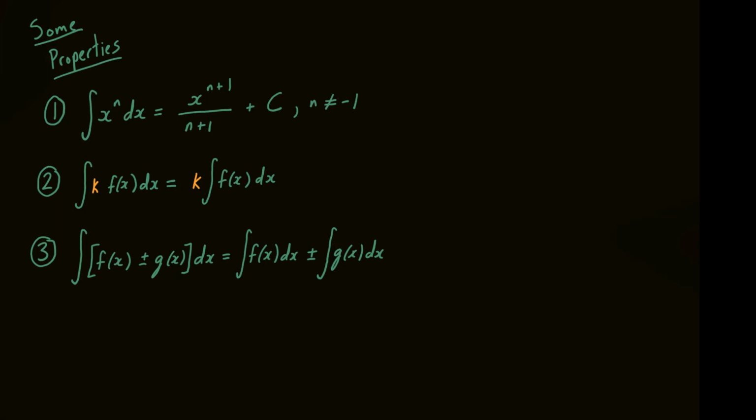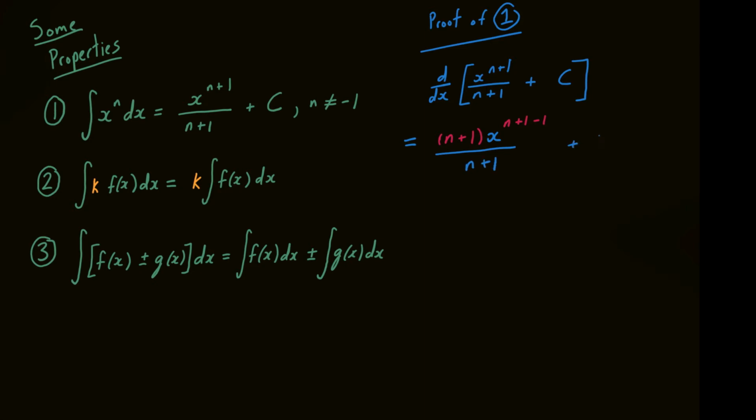Next, as for why these rules are true, let's prove number 1, the power rule. For this, all we have to do is take the derivative of the right side and verify that it equals x to the n, the function inside the integral. For the derivative power rule, all I have to do is bring down the exponent and subtract 1. So n plus 1 minus 1, that's for my x term. And of course, the derivative of a constant c is just 0. So the n plus 1s kill each other off, and I get x to the n, all in all.